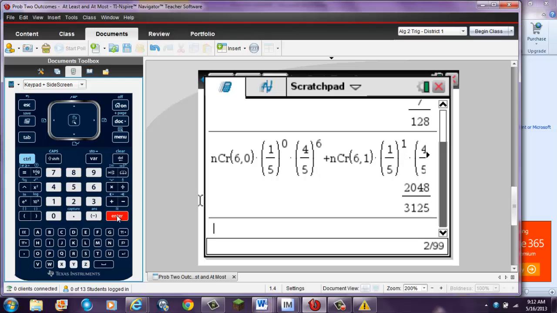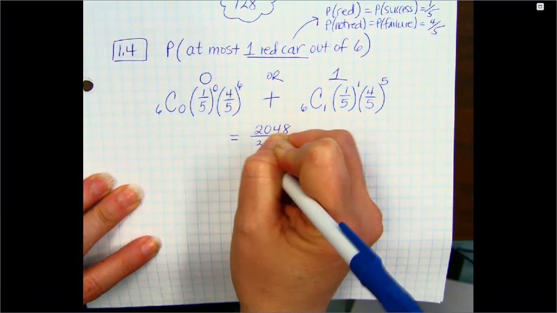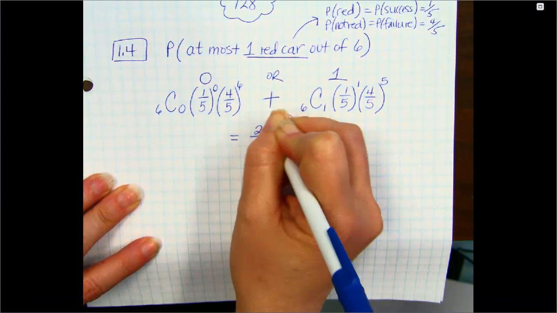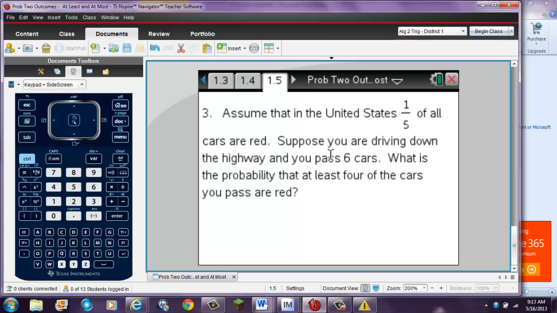Here we have 2048 over 3125 is our final probability. So the probability that at most one car is red out of 6 that I pass is 2048 over 3125. So for number 3, I have the same situation, the same red cars, the same probability of success and failure, but here we want to find the probability that at least 4 of those red cars, or at least 4 of the 6 cars you pass, are red.